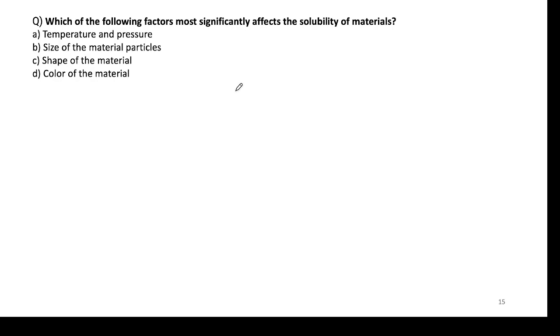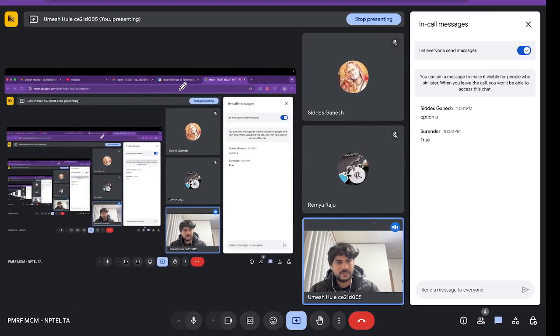Solubility is like, let's say you have sugar and you put it into the water, now you are stirring it, now it has become a solution, that's the solubility of sugar. So if I want to dissolve a lot of sugar in my water, what can I do? Can I play with the temperature and pressure? Can I play with the size of the material particles? Can I play with the shape of the material? Can I play with the color of the material? A, B, C, D. Try to answer.